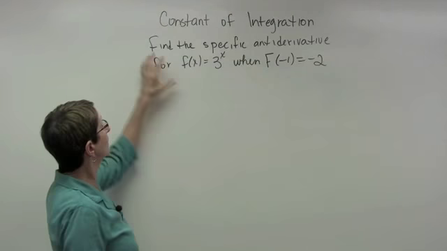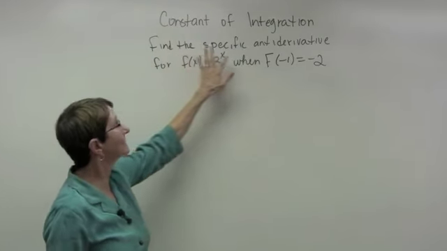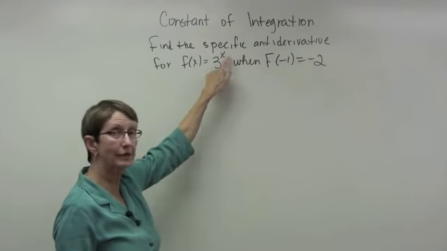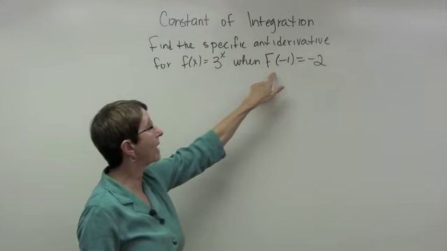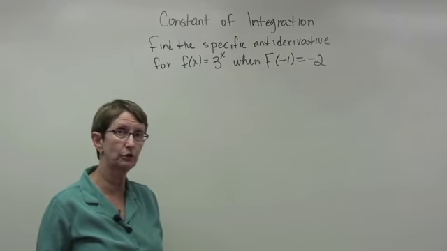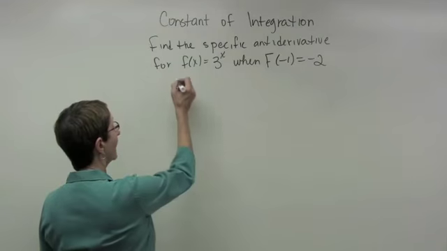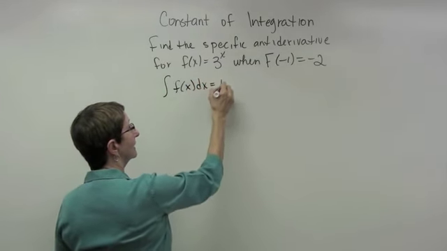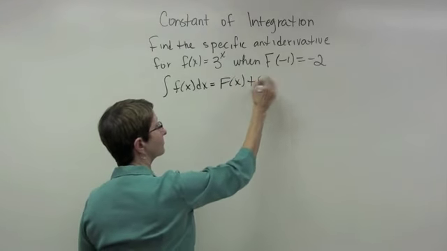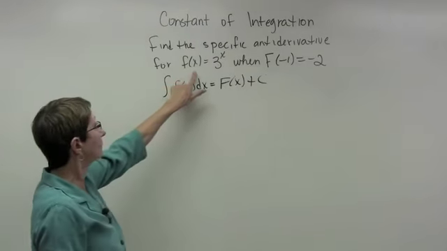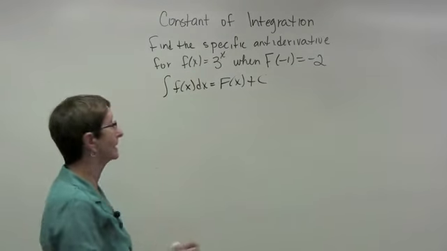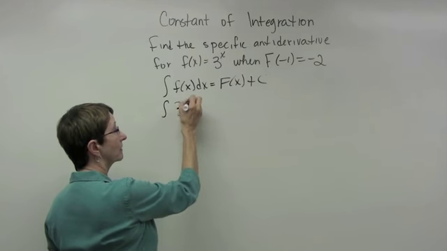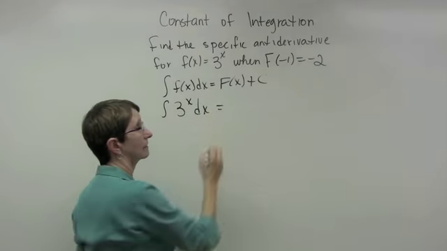Now in this example, we say find the specific antiderivative for little f of x equals 3 to the x power when capital F of negative 1 equals negative 2. Well, remember what we have. The antiderivative of little f of x dx is equal to capital F of x plus c. Our function little f is 3 raised to the x power. So first we want to find an antiderivative of 3 to the x dx.